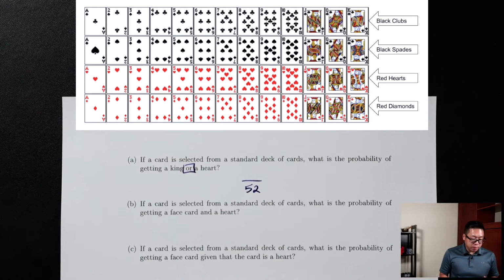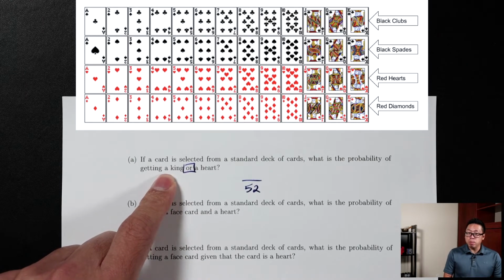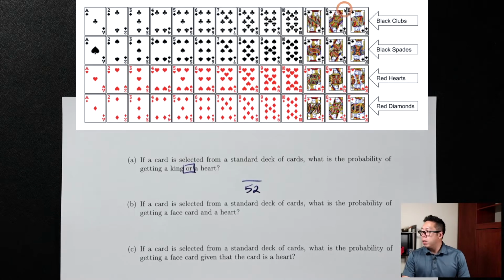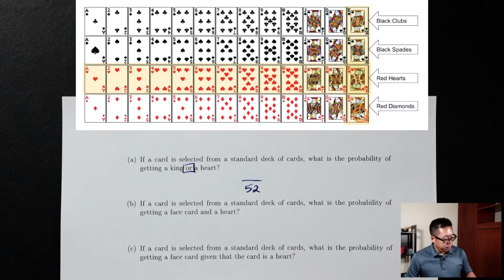The word or means I want to take all my kings and combine them with all the hearts. All the kings is this last row, together with all of the hearts. Remembering not to count the king of hearts twice. So let's do all the hearts. That's 1 through 10, and then jack, queen, king, that's 13. Then add on the other kings, so that's 14, 15, 16. So 16.